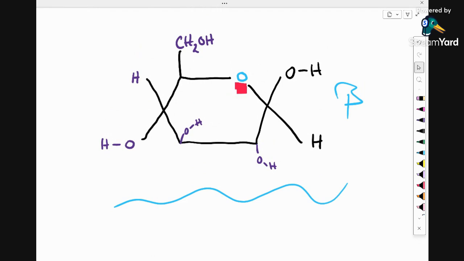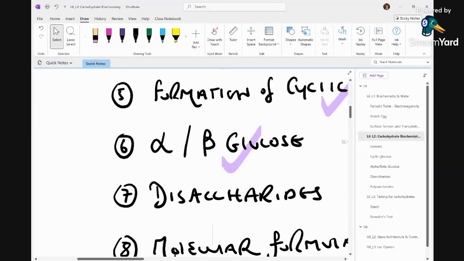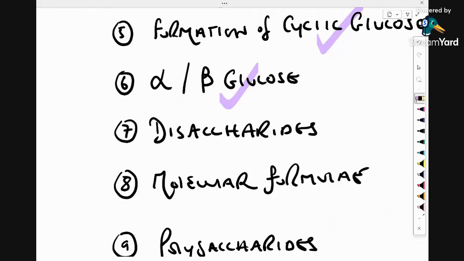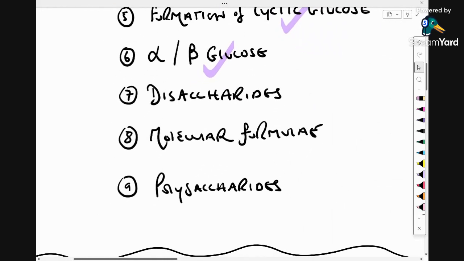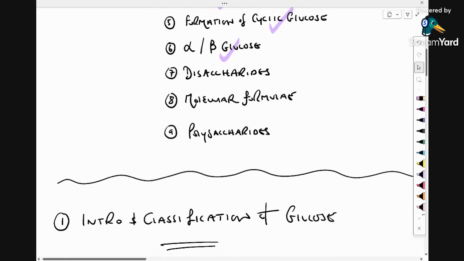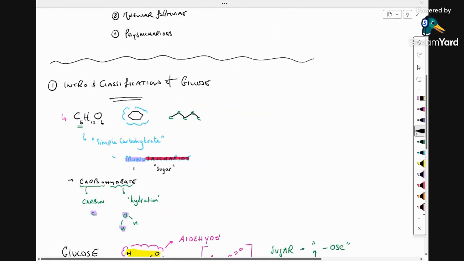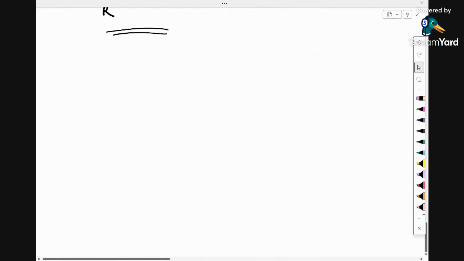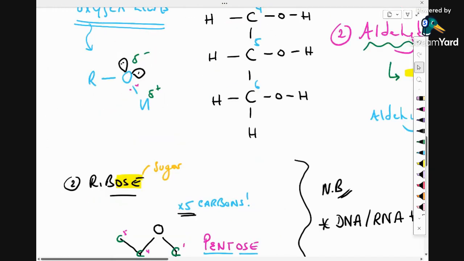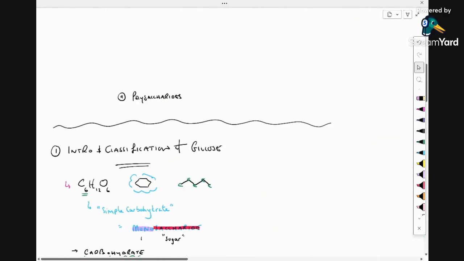Okay, so that is alpha and beta glucose done. So if I now head back to carbohydrates here, we've now done point 6. So there's only 3 more points to go. And hopefully this will be relatively quick. Certainly points 7 and 8 are quite straightforward. So I'll get back down to my notes here. So here we go. We've now jumped to point number 7, which is disaccharides. I'm just going to check I'm correct. Yep.